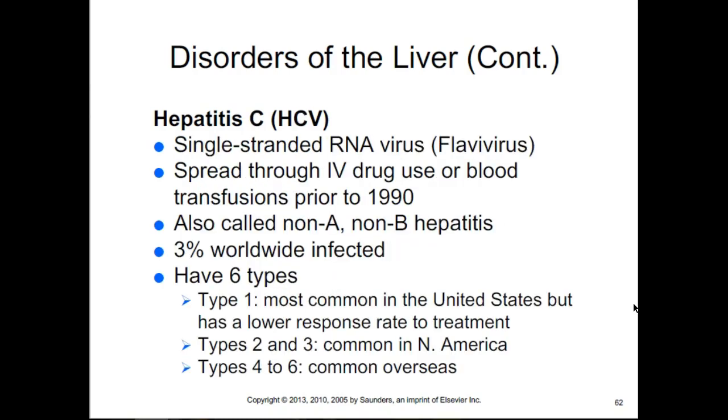Now hepatitis C is a single-stranded RNA virus. It is a type of flavivirus. It is spread through IV drug use or blood transfusions prior to 1990. You might also hear it called non-A, non-B hepatitis. About 3% of the world is infected. There are 6 types. Type 1 is the most common in the United States, but has a lower response rate to treatment. Types 2 and 3 are common in North America, and types 4 to 6 are common overseas.